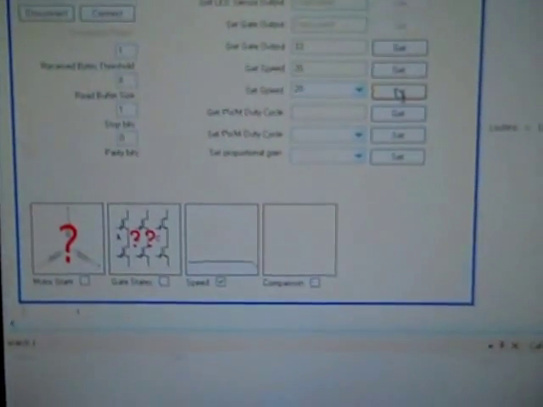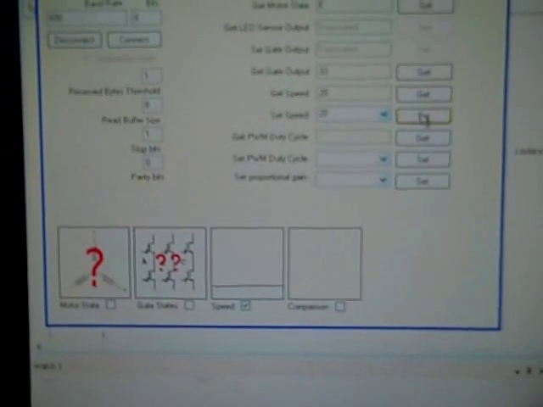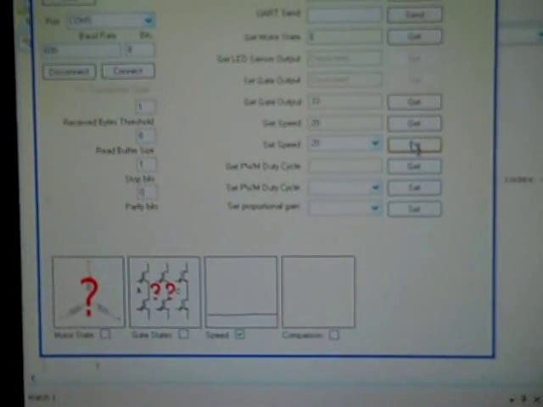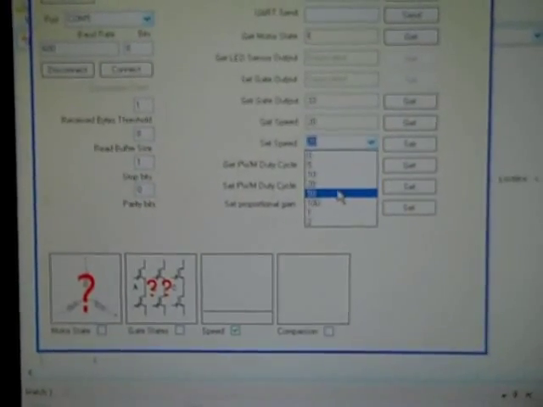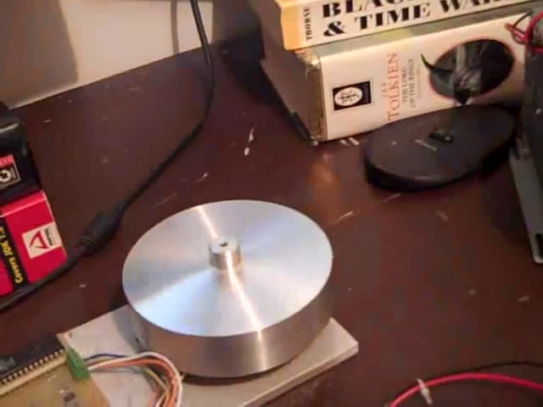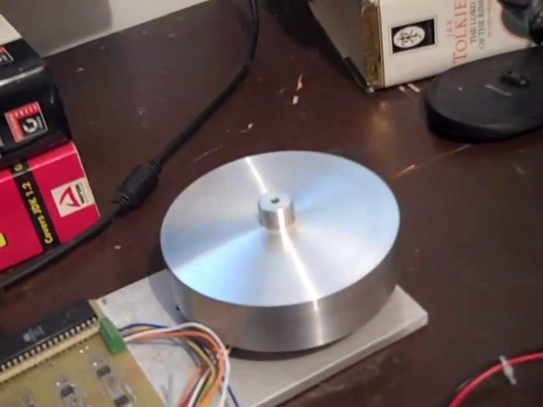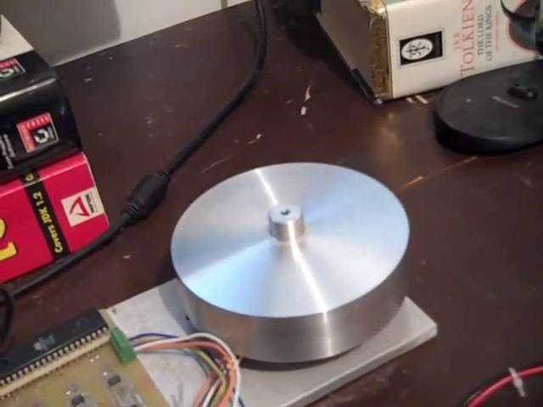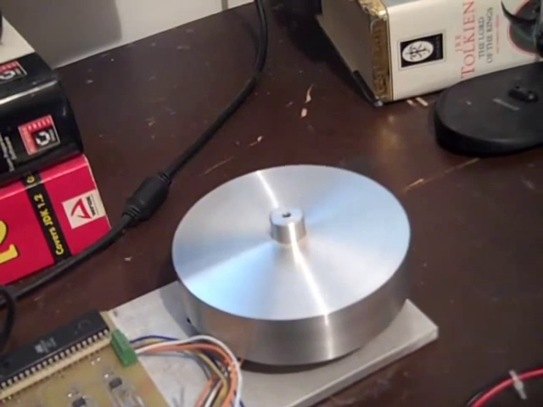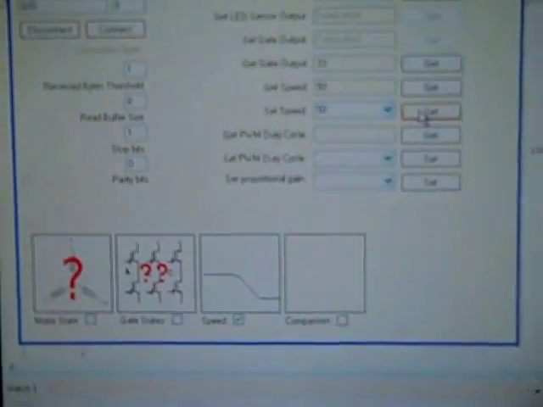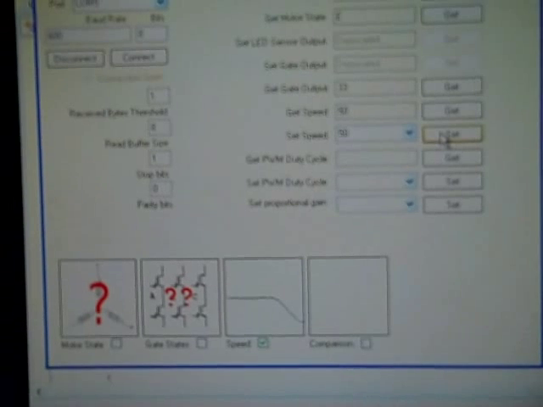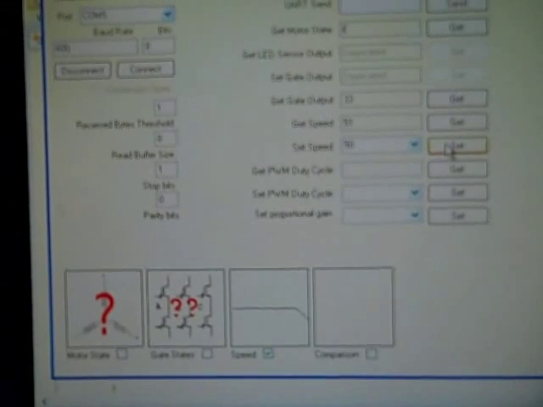So you can see the ramp up on the speed plot there. It's holding pretty steady at about 20. Let's see a ramp up to 50. So we can see our second stage in the ramp up here. It's holding between 49 and 51.